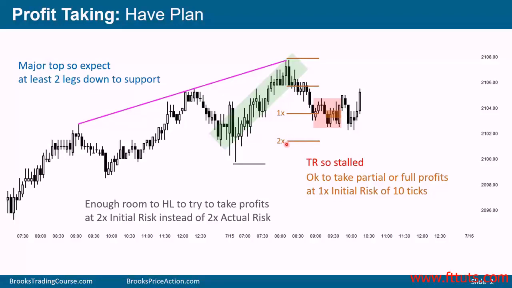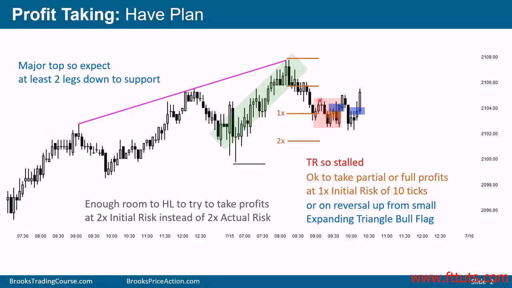It's reasonable to take your profits at 2 times initial risk, which would be down here. 2 times actual risk, I don't have it drawn in. You sell below this bar, you get filled here. Your actual risk is to just above this high. And this is probably around 2 times actual risk. It's reasonable to get out here.